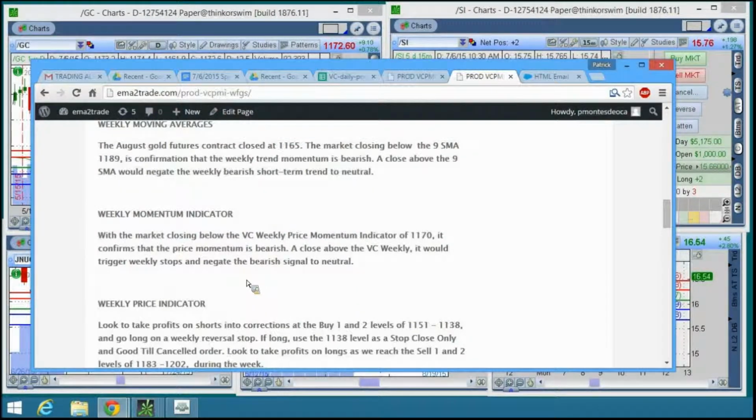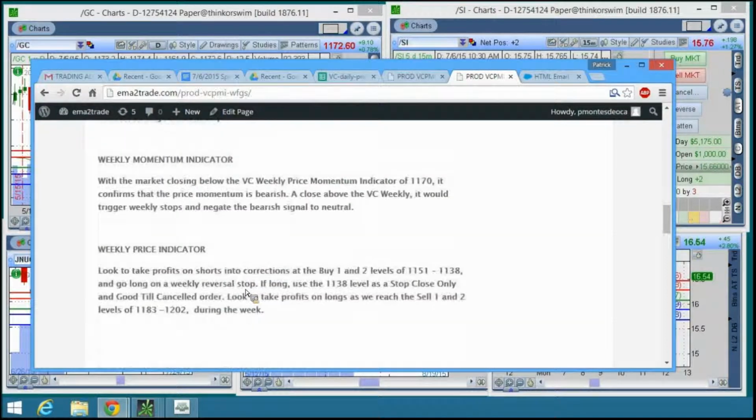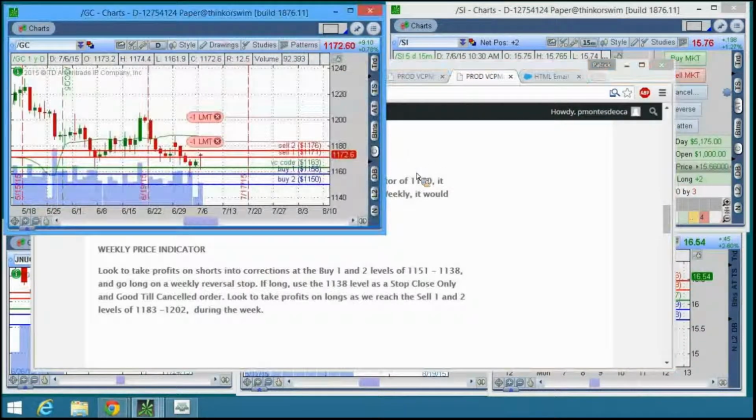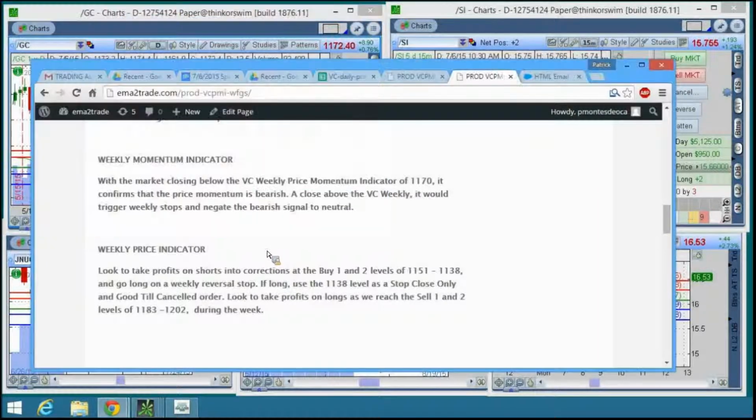Closing above 1170 on a second close would activate the uptrend. And if that trend is activated, we're trading right now at 1172.60, up $9.10. The chart that you see here is basically the daily algorithms that we use. And we try to find the harmonic timing between the daily algorithms and the weekly algorithms that you see here, which we posted on this report.